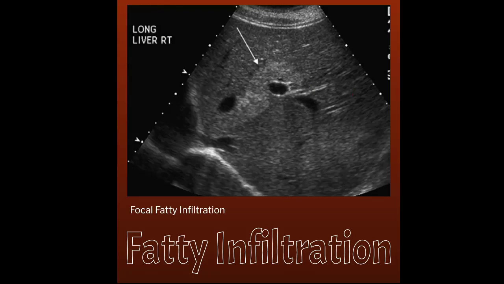We talked about focal fatty infiltration as being a variant of fatty infiltration. So here we have an image of the liver. We have really normal liver tissue surrounding, but what we can see in here is just this kind of stripey area of really bright echogenic liver parenchyma. So we are documenting this as focal fatty infiltration. It's an island of fat within the liver.